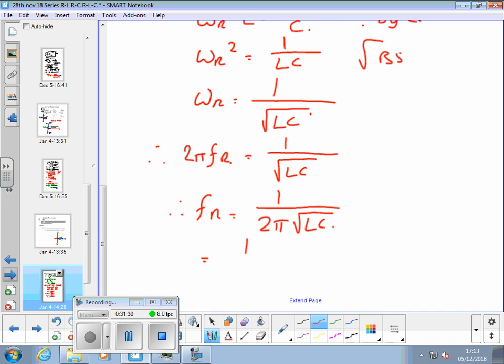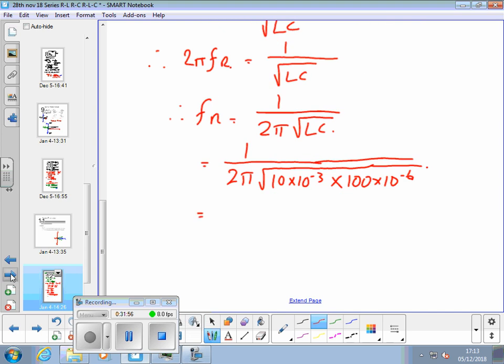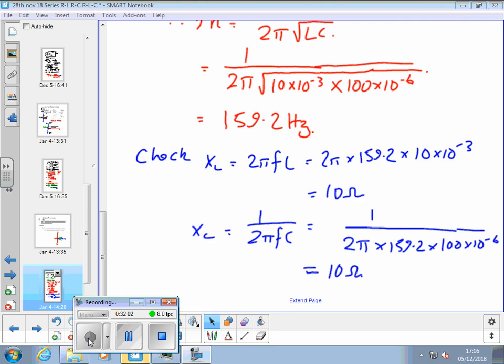So we can now calculate what the resonant frequency for this circuit is. 1 over 2 pi times the square root of 10 times 10 to the minus 3, times 100 times 10 to the minus 6. Putting that frequency back into the two formulas for XL and XC confirms that they are both the same.